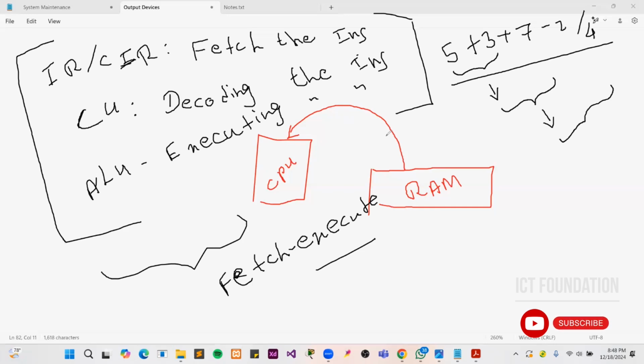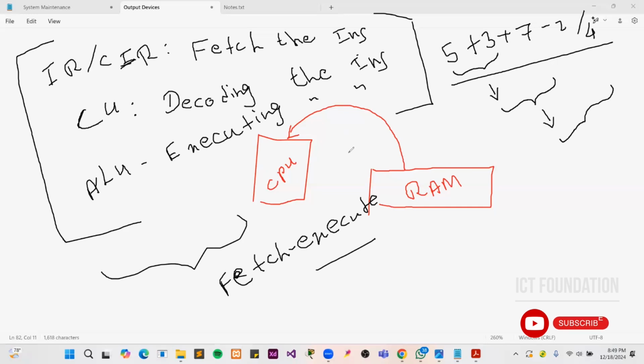This is a cycle. It won't finish. Again and again it will be done as a cycle. So that's why we call it the fetch execute cycle. So again and again we are running, okay, that's fine.